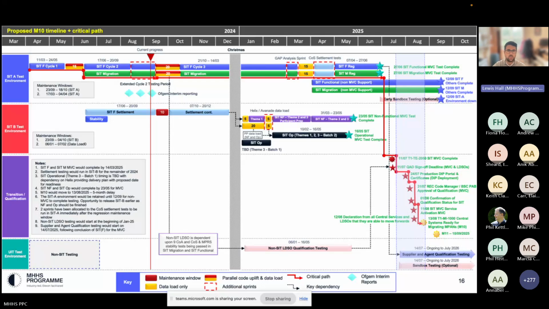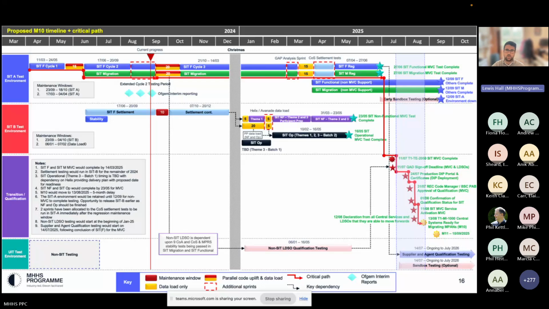Just some other key changes then that are in the plan. I'll start with the SIT A environment. We've added an additional sprint, which you'll see boxed in the red dotted box, for the gap analysis tests. The work with the RTTM and review with the qualification team identified a series of tests that needed to be created and included in the SIT functional migration scope. That's around about 19 tests, and so that gap analysis sprint has been added in, an additional 2-week sprint to cover those tests.